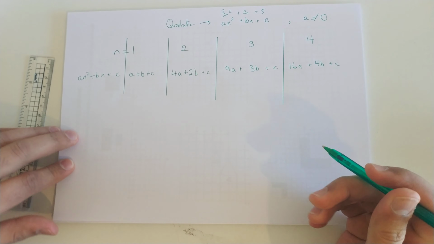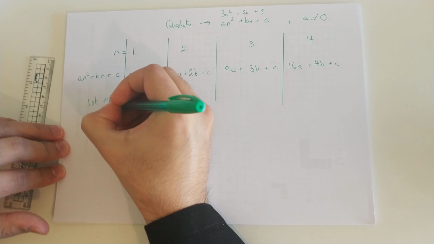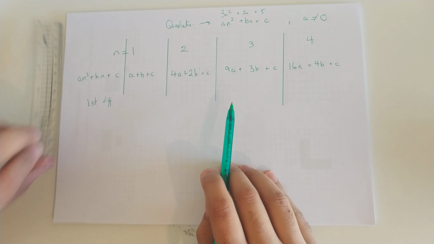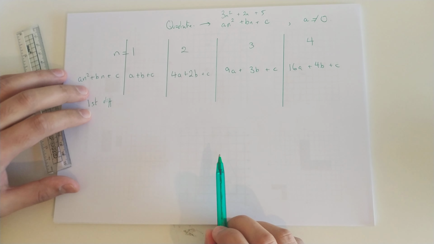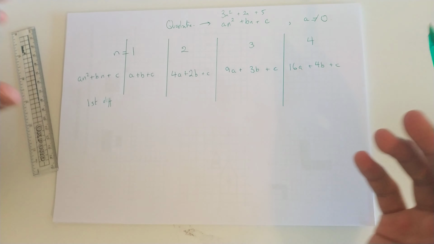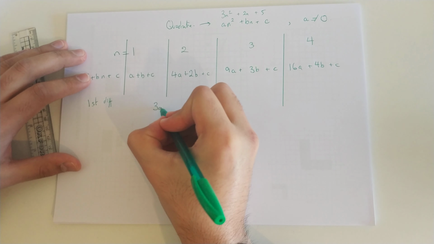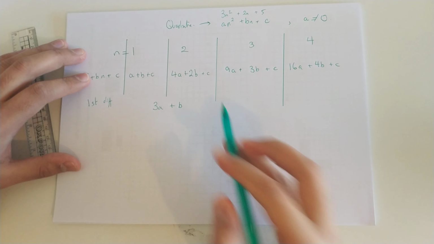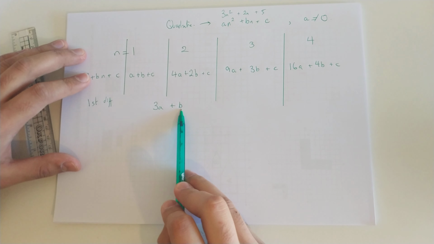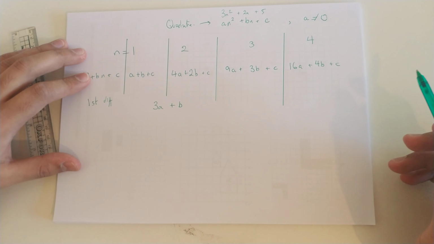All right, let's start finding these first differences and then the second differences. So the first difference for each of these is going to be this take away this, that take away that, that take away that. So of course we've got 3a plus b. The c's are going to cancel because c take away c is nothing. 2b take away b is 1b. 4a take away 1a is 3a. So the first difference here is 3a plus b.